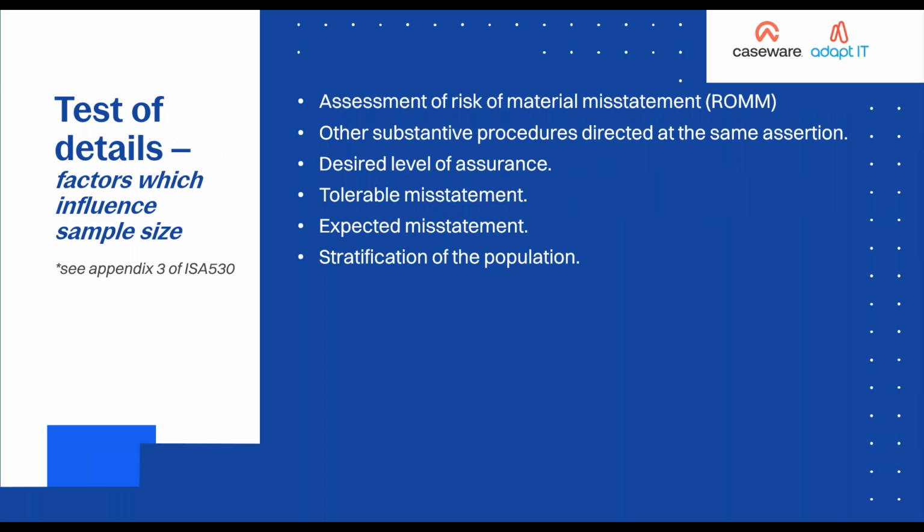Good, let's look at those factors when testing details. So in other words, substantive testing, you can also see that it comes from Appendix 3 of the Sampling Audit Standard 530. Firstly, our ROM, the higher the ROM, the more we're going to test. The lower the ROM, the less we can possibly test. Now, this is not a factor in determining the test of controls.